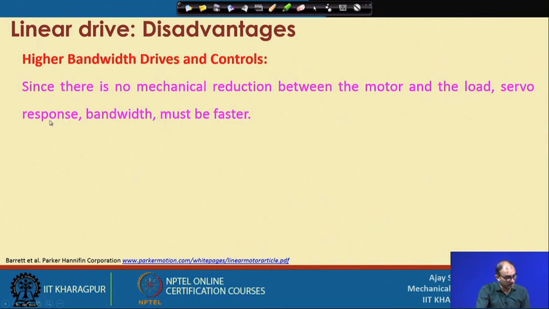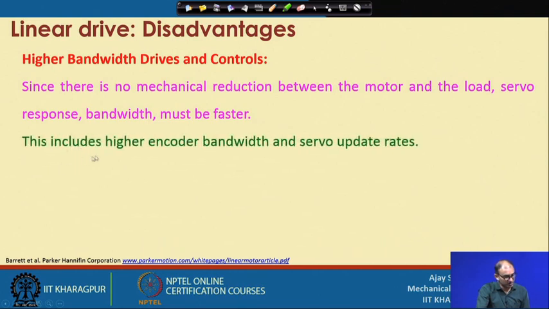So, how fast you are responding to the signal, the way you are switching the power supply, and how much time it requires to move. Everything should be very fast, and when you make this fast, then heating is also one of the issues. So, this includes the higher encoder bandwidth in the servo update rate.